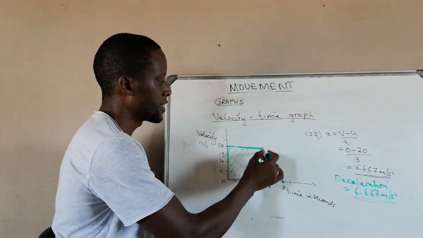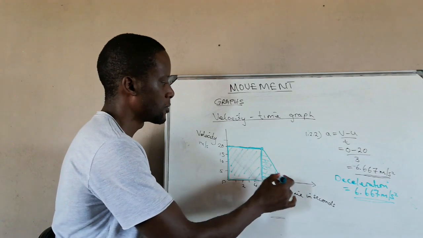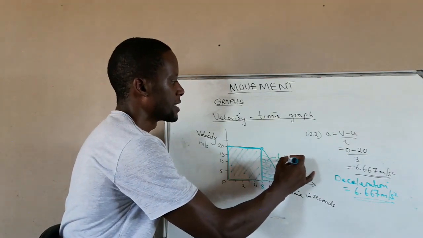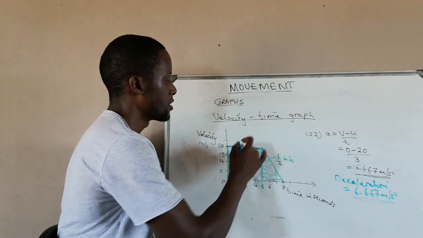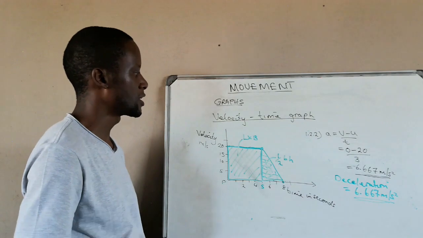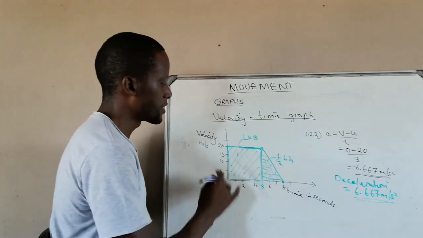We calculate for the area. Then there is this other shape that is formed, which is a triangle. We calculate for the area. Area of the triangle, that is half times the base times the height. Area of a rectangle, it is L times B. So to answer the next question, we'll just add up everything.